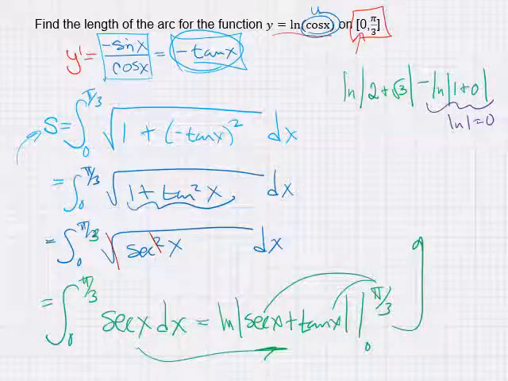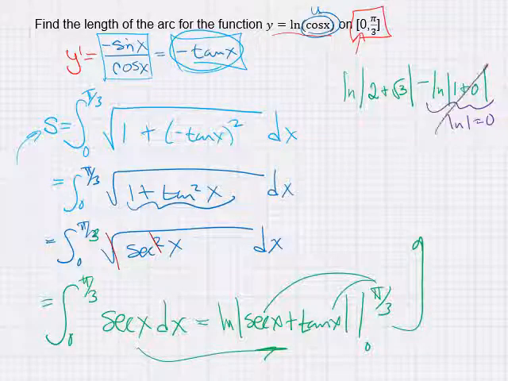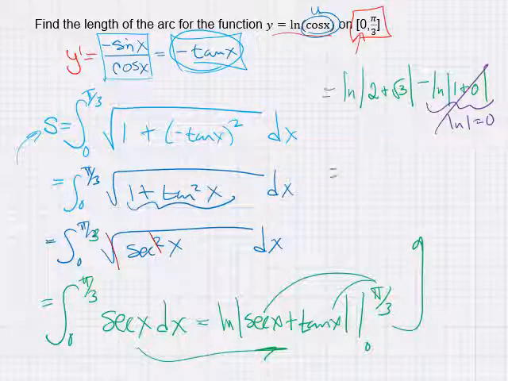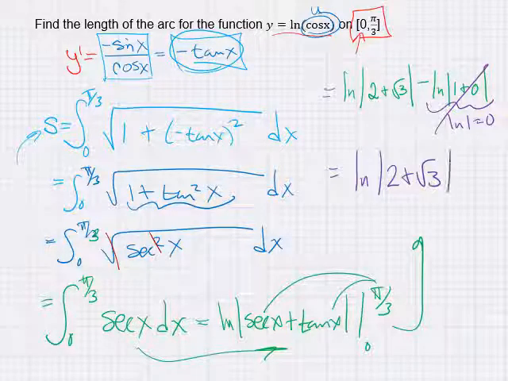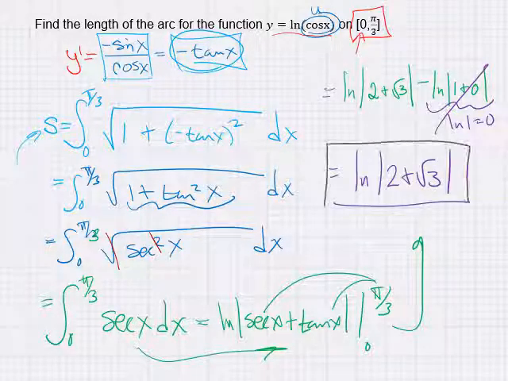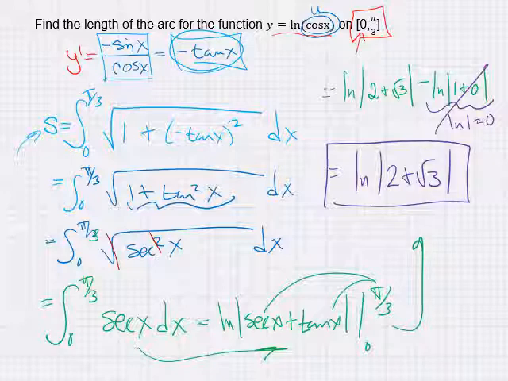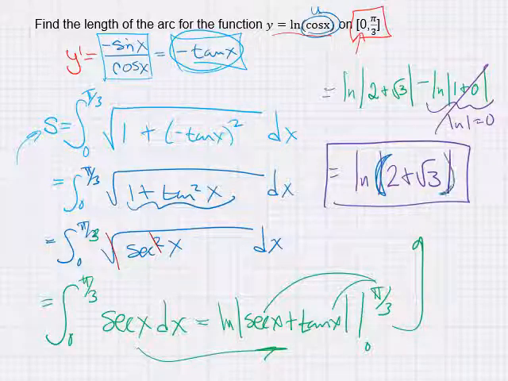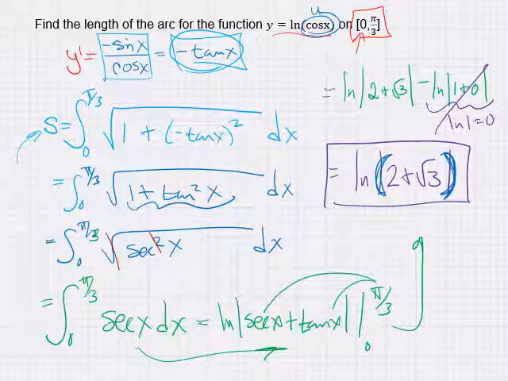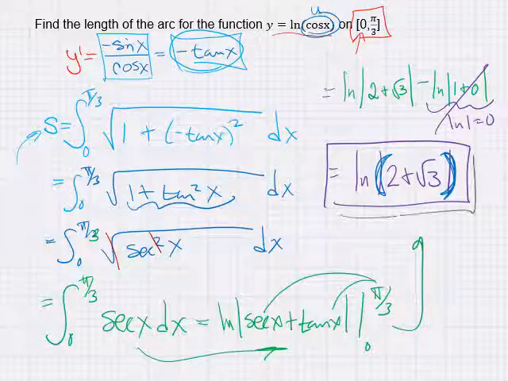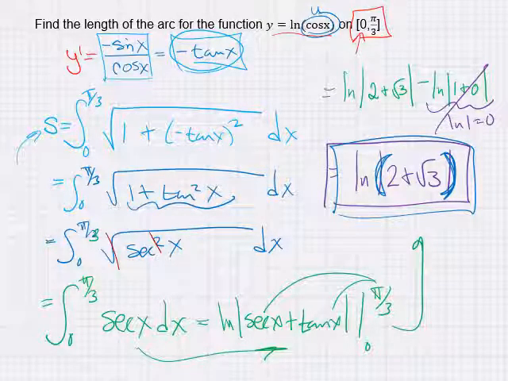So these are all little things you've learned along the way, so basically all that drops off. So we end up with the natural log of 2 plus the square root of 3. Now 2 plus the square root of 3 is already positive, so I don't really necessarily need these absolute values on here. If you left them, it's okay. But there's your measurement for the arc length. And again, leave your answer like that. I don't want that decimal answer you get when you plug that in your calculator.